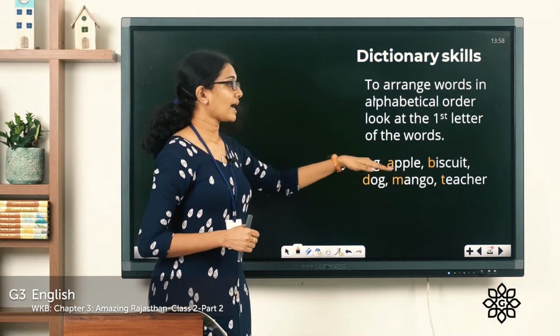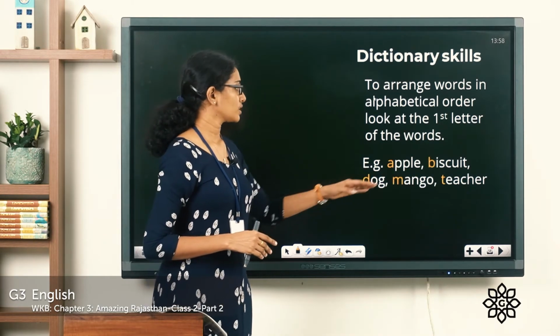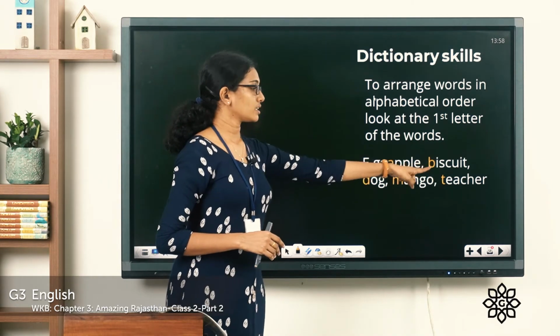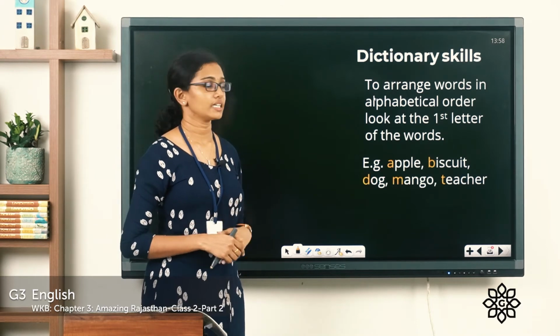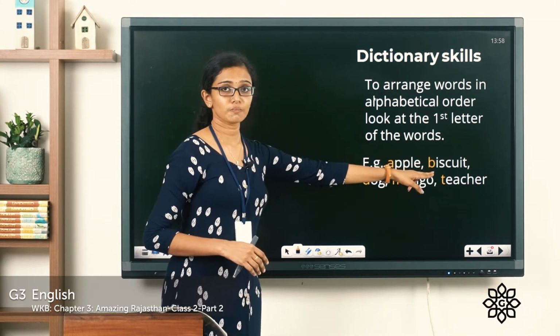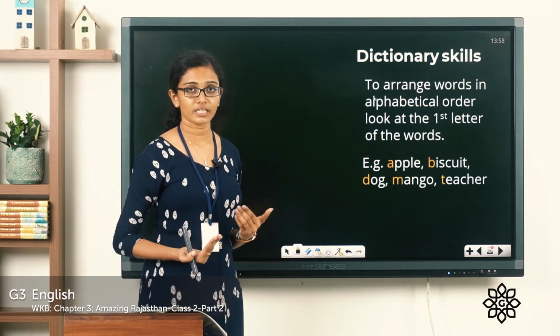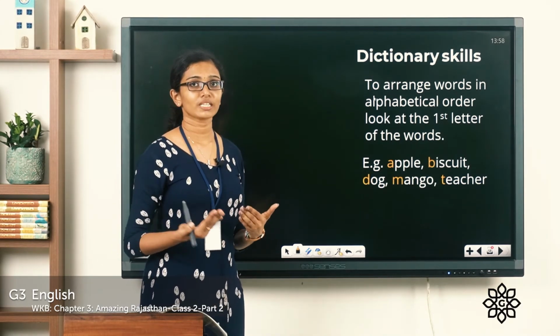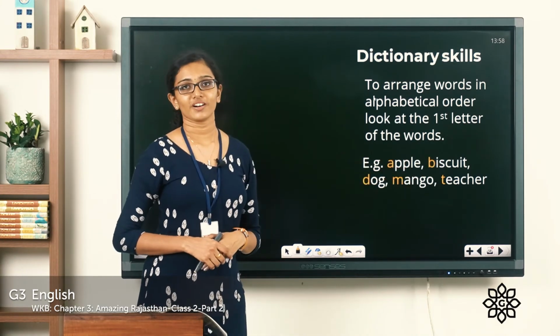So apple, the word apple will come first in the dictionary. So biscuit, the first letter is B. Dog, first letter is D. The first letter here is B. Here it is D. Which comes first, B or D? B comes first. So in the dictionary, you will find biscuit before dog.